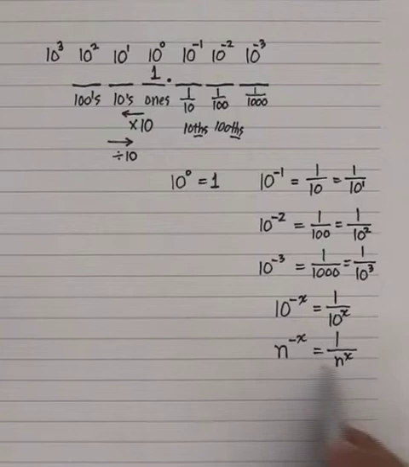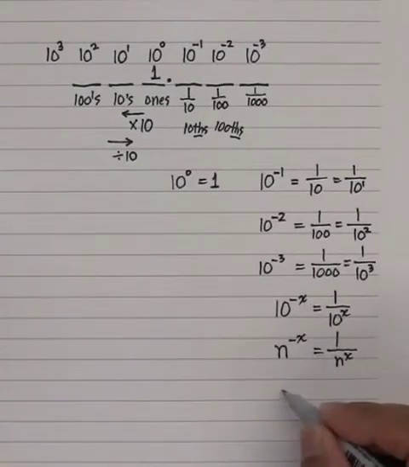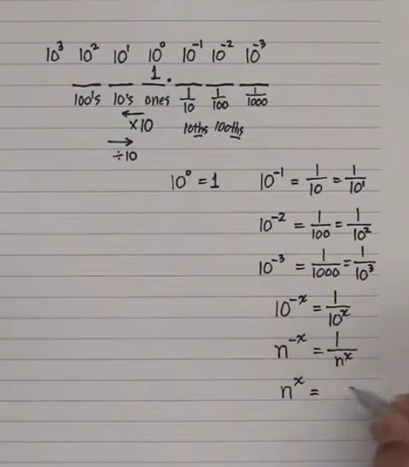From this we get this other look at this. It's just the same, but it looks different. Any number to a positive power is the same as 1 over that number to the negative power. So what this allows us to do is that we can get rid of negative exponents by just bringing them to the top or bringing them to the bottom.